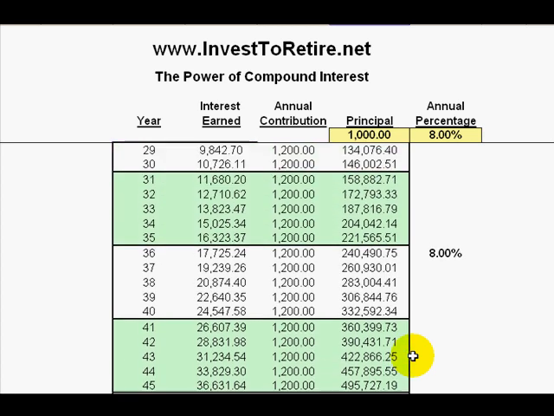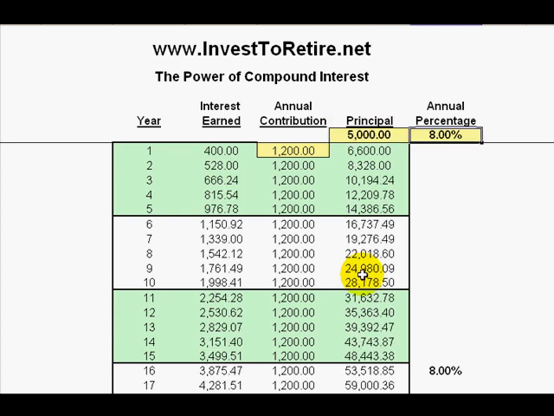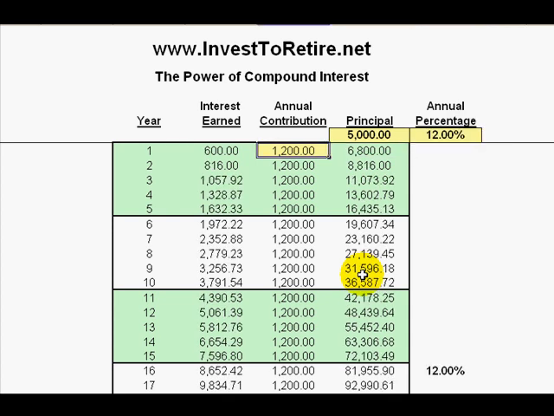Okay, let's start talking about some real dollar figures here that would truly grow your wealth and would absolutely make you a millionaire by the time you retire. Let's start with $5,000 and put that into a consistent 12% return. We're going to contribute the same $1,200 annually and watch what happens.